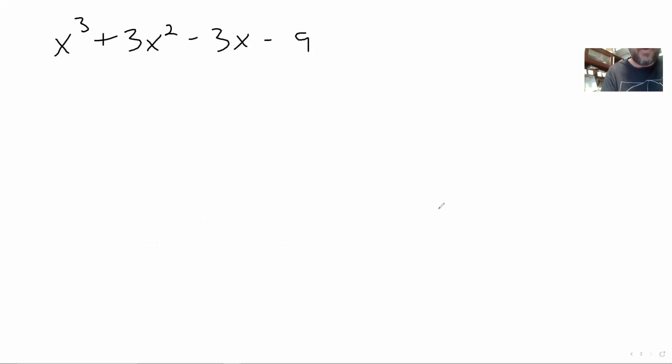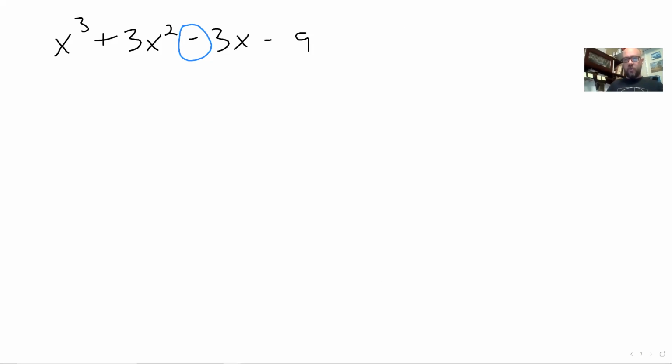Another example here. I'll steal this one out of the book. x cubed plus 3x squared minus 3x minus 9. This is another excellent example. I do want to point this out: be real careful of this middle sign. When that's negative, it's very easy to mess up, because when you pull something out, that negative gets distributed in. Just be really careful with that negative. That particular negative is the problem one.